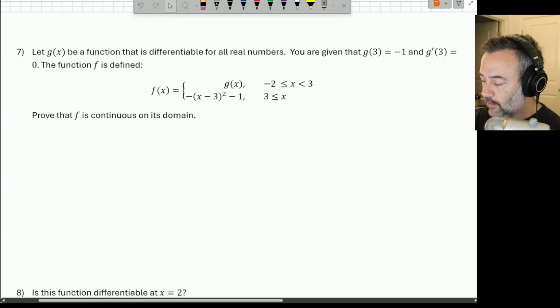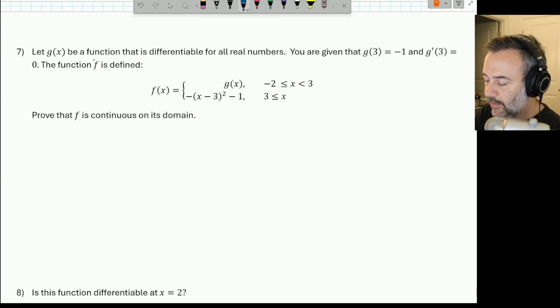Let g of x be a function that is differentiable for all real numbers. You are given that g of 3 equals -1 and g prime of 3 equals 0. Oh, sorry, that shouldn't have wrapped around on the line like that. g prime of 3 equals 0. So we're given this function g. We're told it's differentiable for all real numbers.